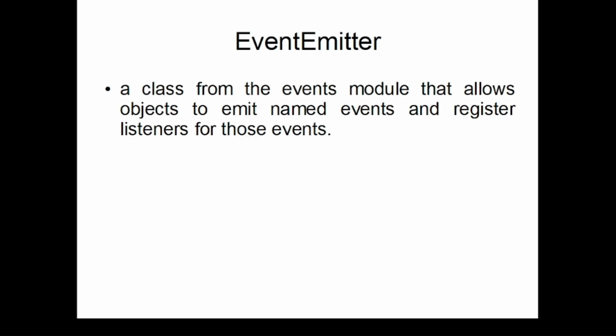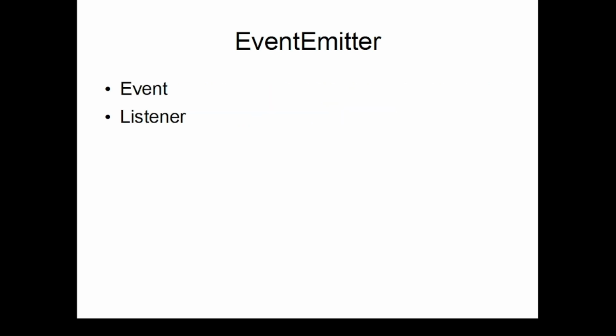In this video, we'll talk about the event emitter in Node.js. The event emitter is a class from the events module that allows objects to emit named events and register listeners for those events. So I'll break this down for you. Remember, there are two important things here. One is the event, which is a signal that something has happened in your application. And second one is a listener. It's a function that waits for a specific event and runs when that event is emitted.